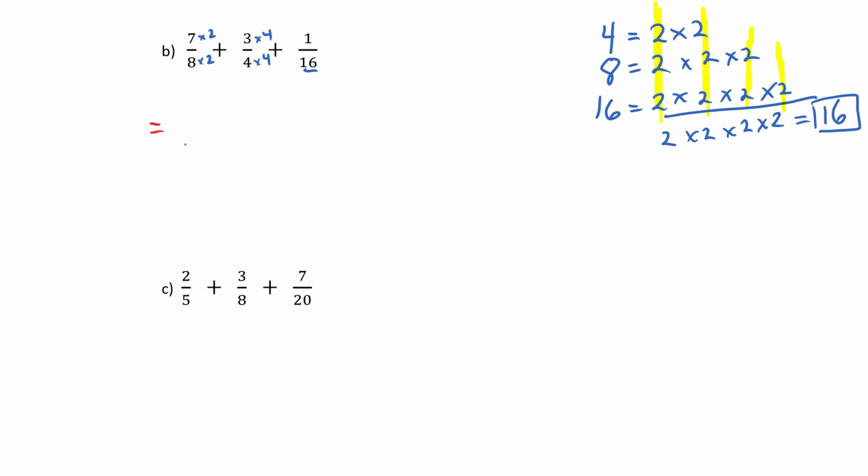Now let's write the next line. 8 times 2 is 16. 7 times 2 is 14. 4 times 4 is 16. 3 times 4 is 12. And this one does not change. So now you can see we have a common denominator in all 3 fractions. Let's combine them by doing the math associated with the numerators.